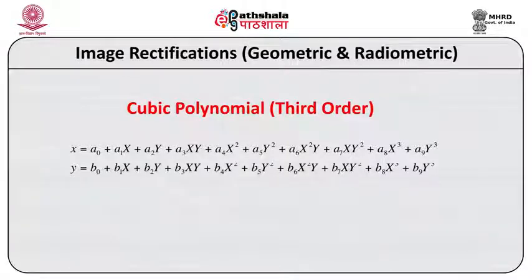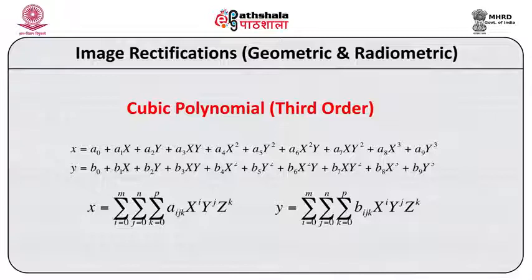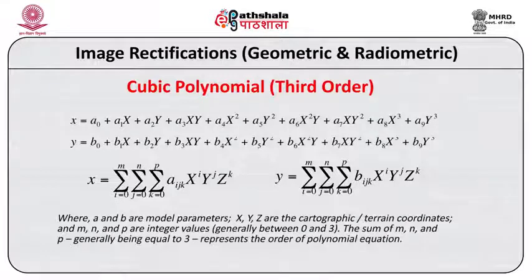Now, this may also be written in a general form. A 3D generalized form of polynomial may be written as X equal to summation i equal to 0 to m, summation j equal to 0 to n, summation k equal to 0 to p, a_ijk x^i y^j z^k. And similarly, for Y equal to summations i equal to 0 to m, 0 to n, 0 to p, b_ijk x^i y^j and z^k, where a and b are model parameters. Capital X, capital Y and capital Z are the cartographic or terrain coordinates. These m, n and p are the integer values, and they are chosen in such a way that the total sum is generally between 0 and 3, and they govern the order of the polynomial.